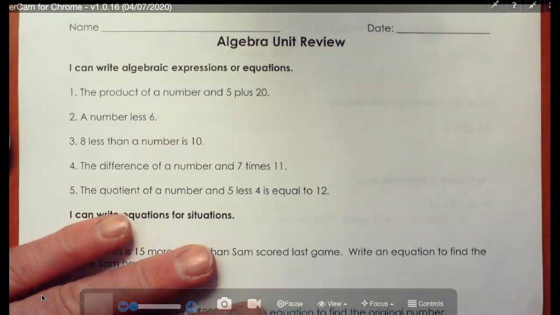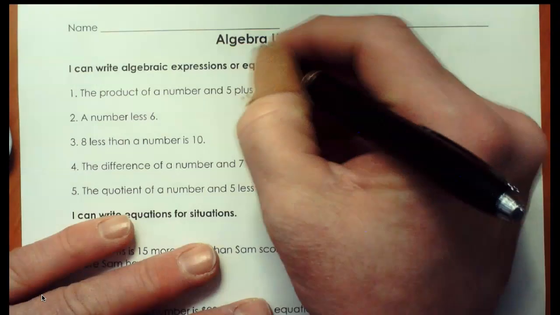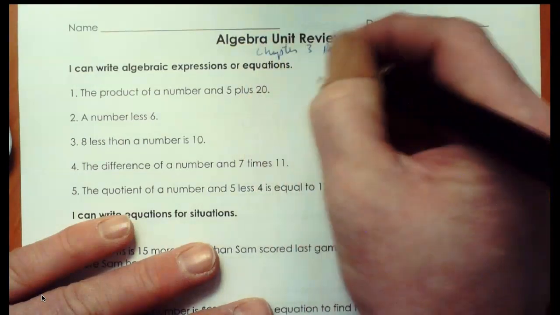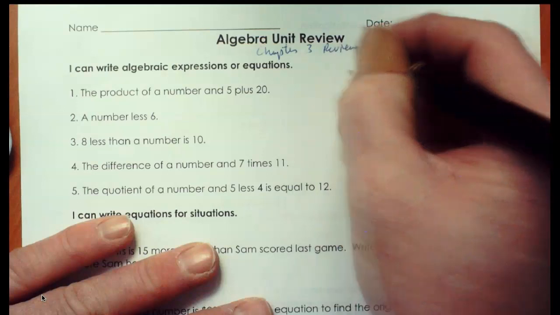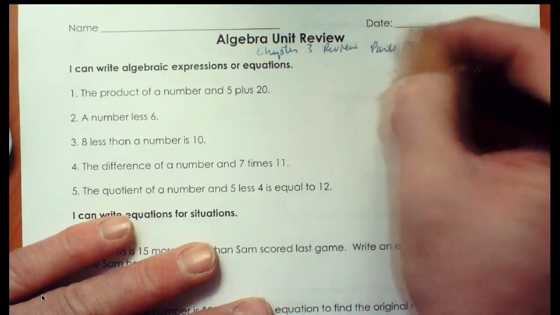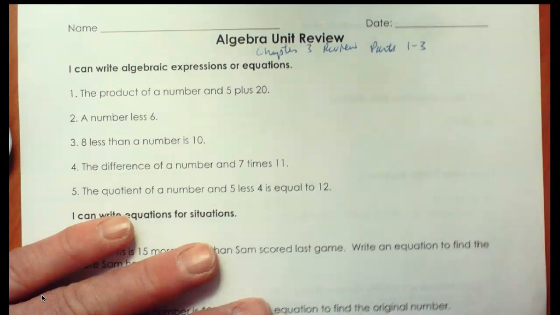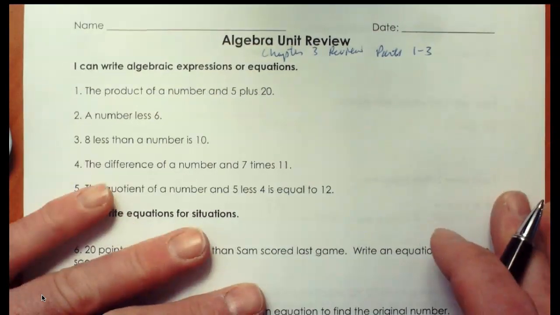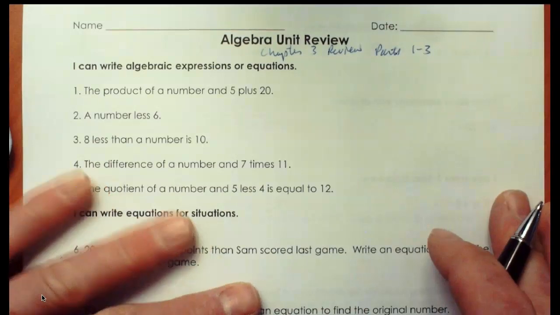Hello, this is Mrs. Carlton's Algebra Unit Review, or Mr. Dudley's Chapter 3 Review. This will be parts 1 through 3. So you're going to have 3 tests we're getting you ready for here, no matter what your teacher calls this unit. All right, let's get rolling.